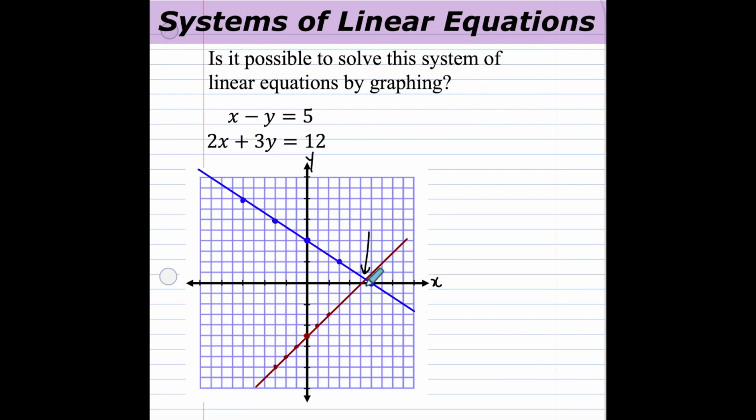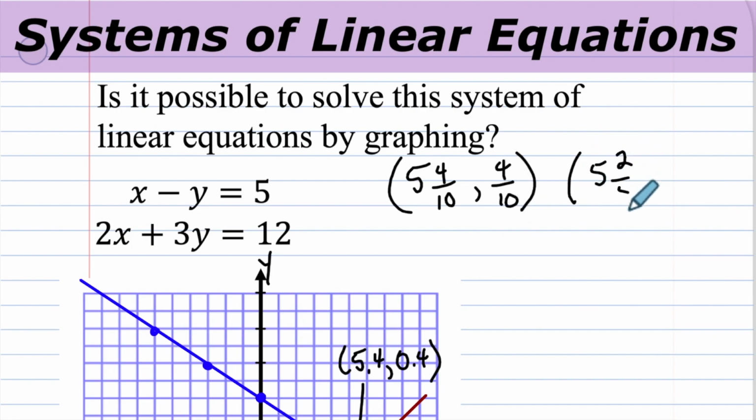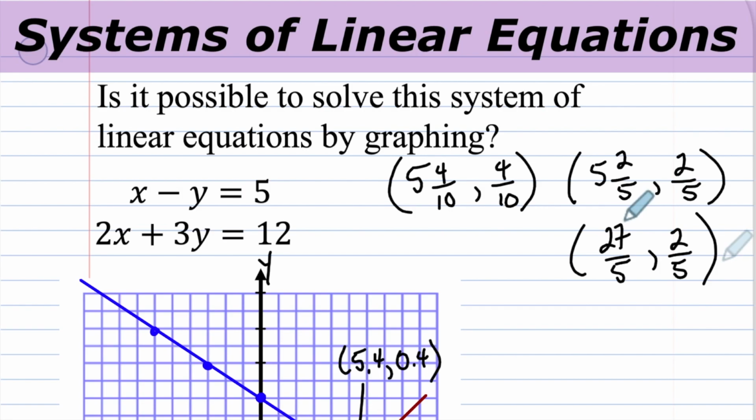According to Desmos, that point is (5.4, 0.4). 5 and 4/10, or 5 and 2/5, or 25 plus 2 is 27/5, 2/5. Let's use these fractions to double check our work and practice working with fractions.